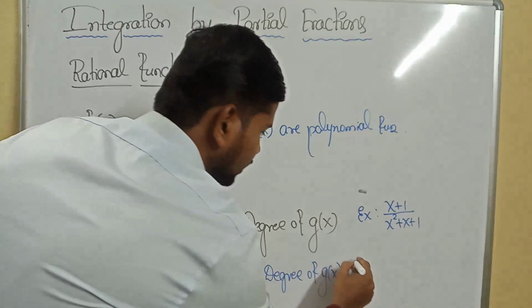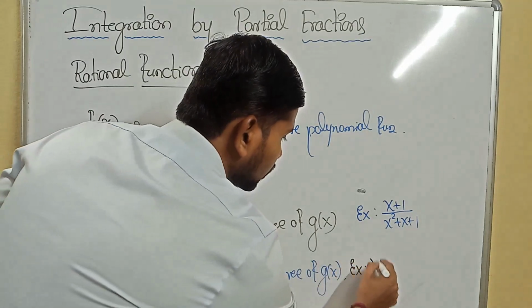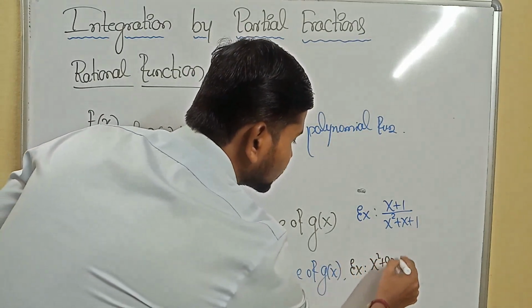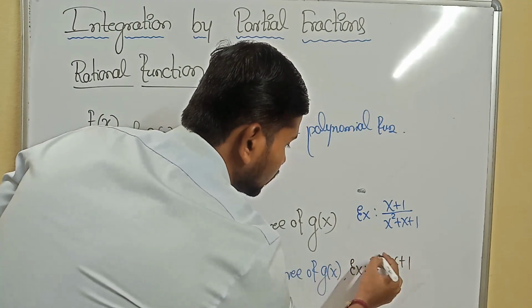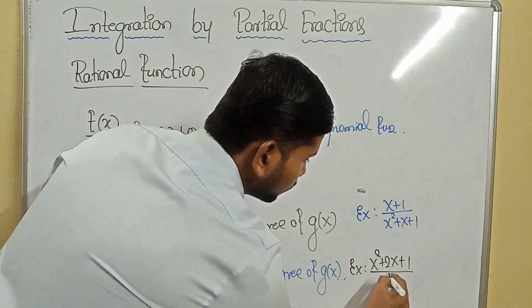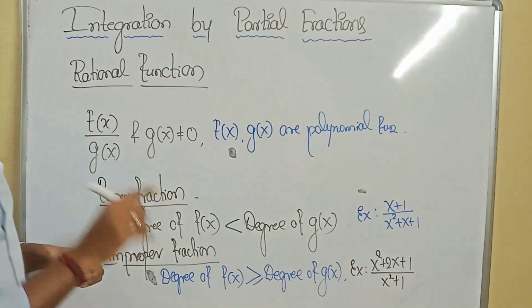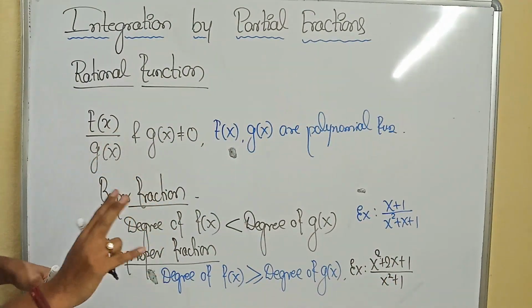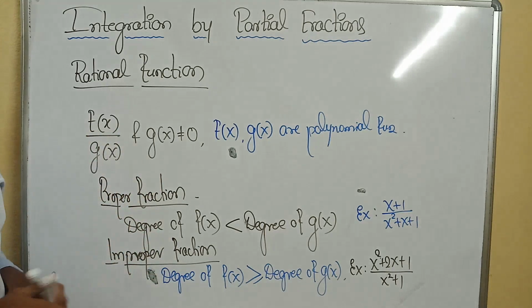I'd like to frame an example here. It will be x square plus 2x plus 1 in the numerator. Here the degree of numerator is 2. Now the denominator will be x square plus 1, so the degree of denominator is also 2. The degree of numerator is also 2. That's why it is an improper fraction.